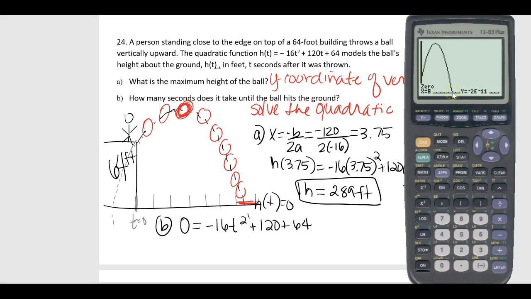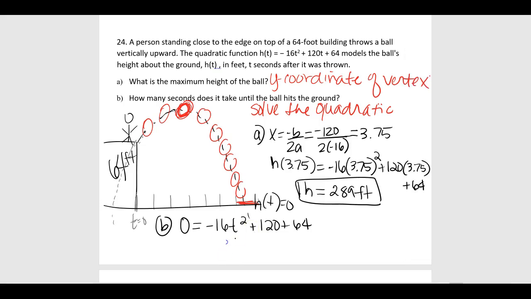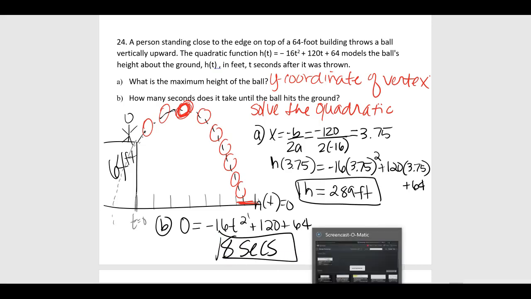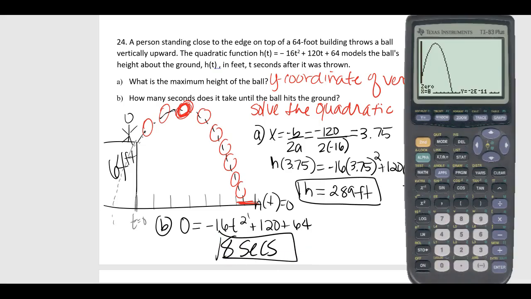And look, it tells me exactly what my x value is when the graph is crossing the height of 0. So the answer would be 8 seconds. 8 seconds would be how long it takes for the ball to hit the ground. 8 seconds. And again, you can also get this by solving this quadratic. You'll probably get 2 different answers.